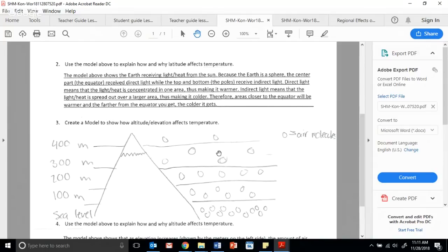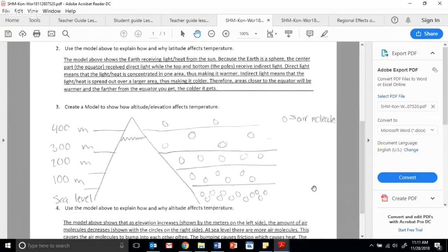Now, obviously, this is an exaggeration. There aren't only 2 air molecules up at the top, but this is just a good visual aid to show what is happening to the air molecules as you go up in elevation. The other thing is you do need to show some representation of elevation increasing. Obviously, I know that as you go up a mountain, elevation increases, but remember, when you're drawing a model, it's you proving to me that you understand that as you go up a mountain, elevation increases.